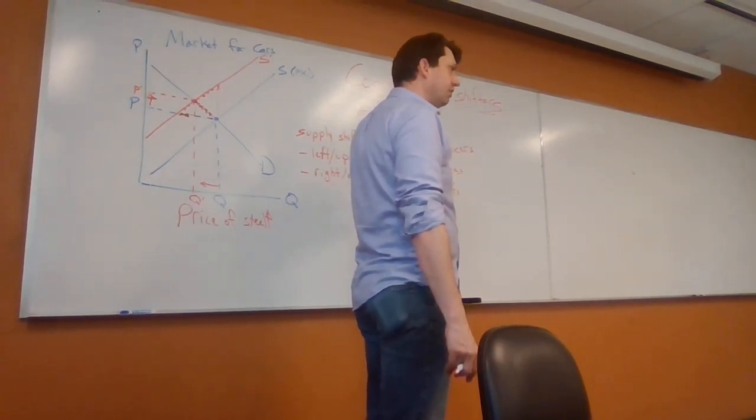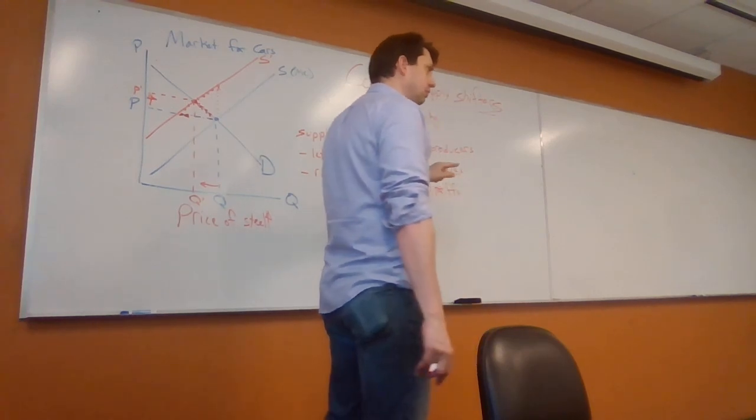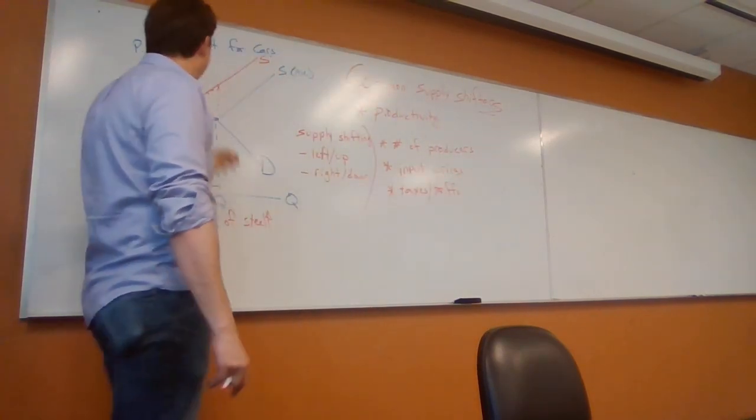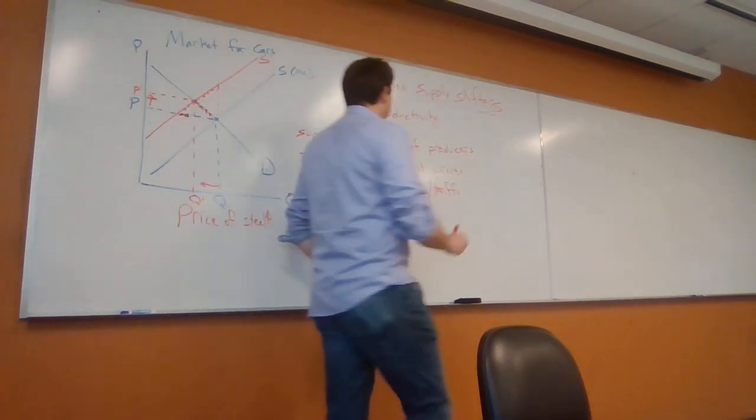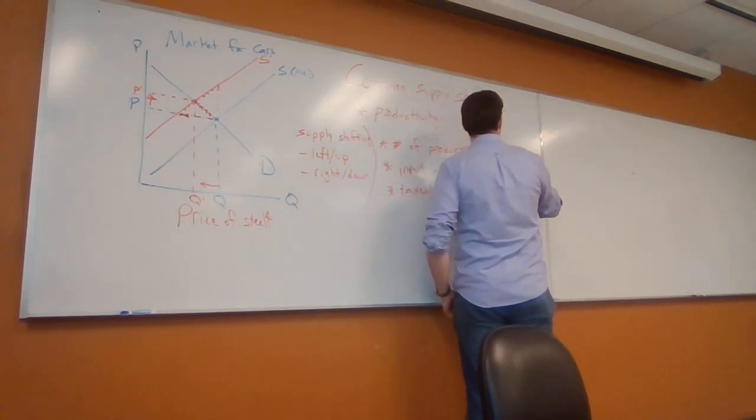I want to make sure I got your question again. That the number of producers increases as the population increases? Yes, absolutely. So if this goes up, that implies supply shifts to the right.